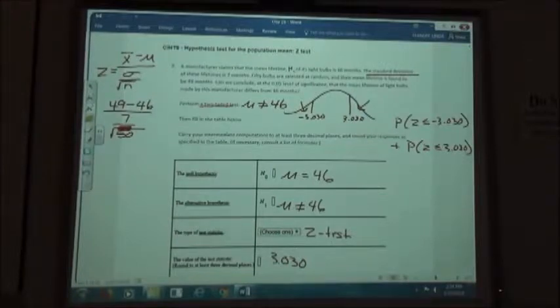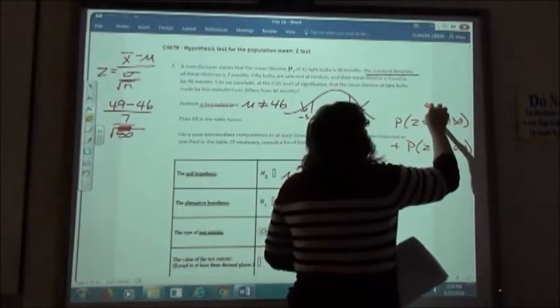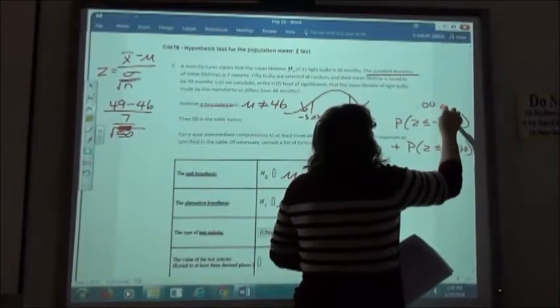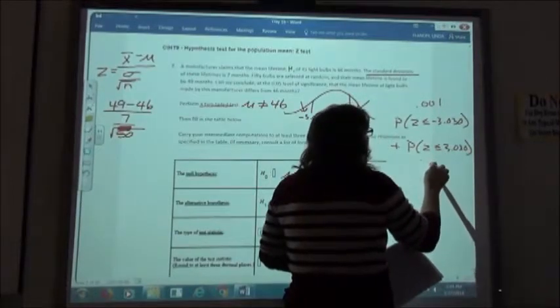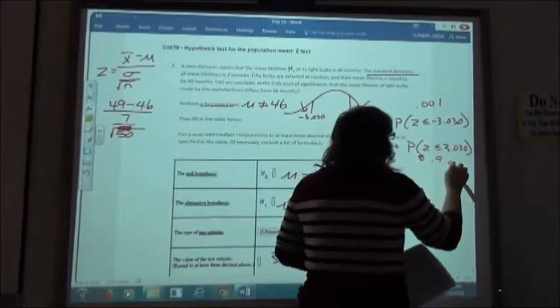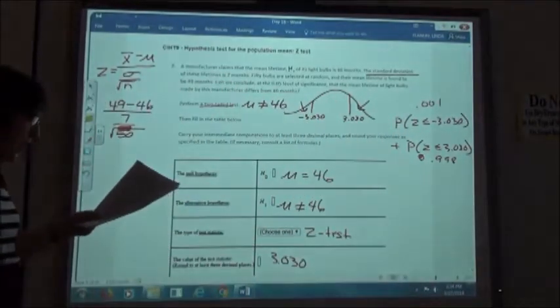What did you come up with? 0. Oh, you did them separately? Yeah. Okay. You got what? 0.001, and on the second one? 0.998. Oh, it's supposed to be 9 because it was 7.